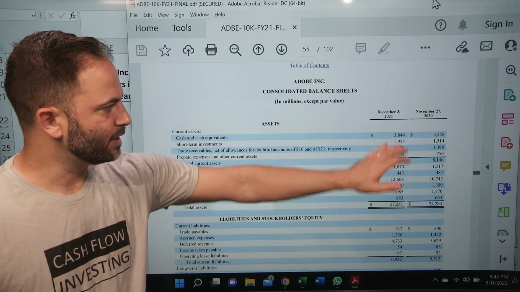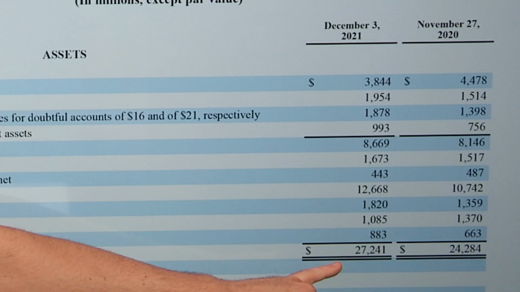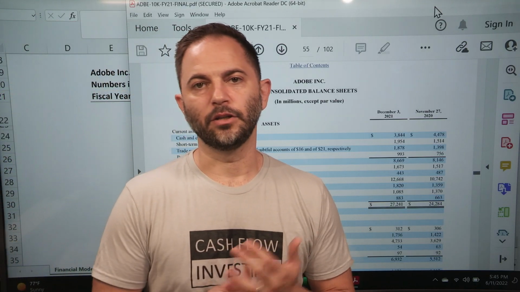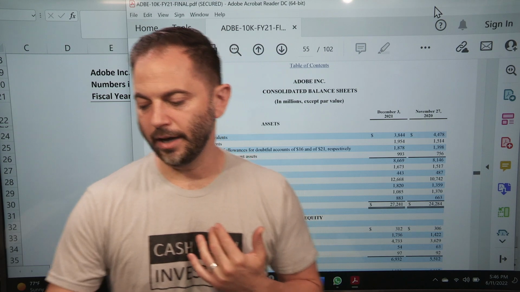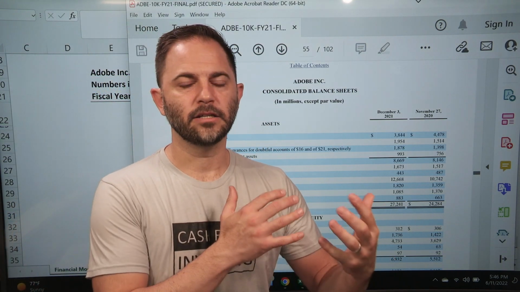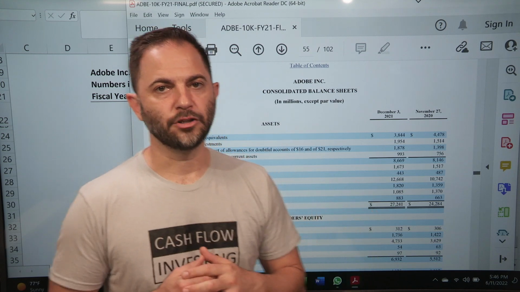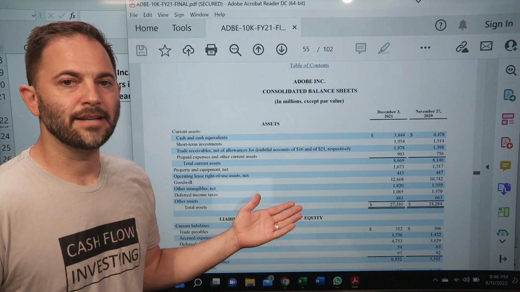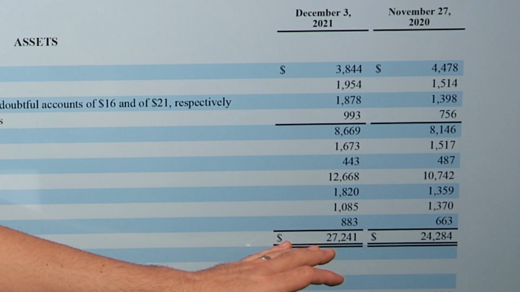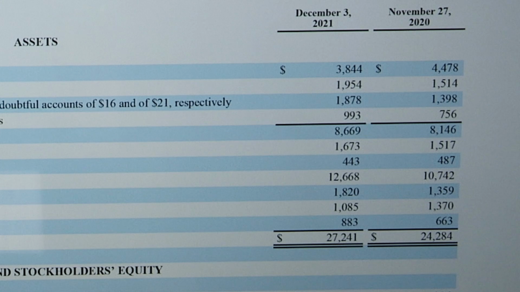But $6 billion of cash, most of the assets, $27 billion, is goodwill. Goodwill, which you expect from a software company, goodwill and intangibles. They're probably paying a high price for any acquisitions that they have made in the past. That's resulting in goodwill that's on the balance sheet. They don't have many fixed assets because they're not a manufacturing company, they're a software company. So most of this $27 billion is actually goodwill on the balance sheet.